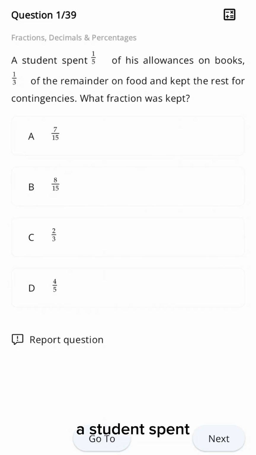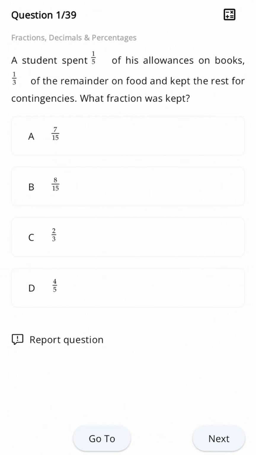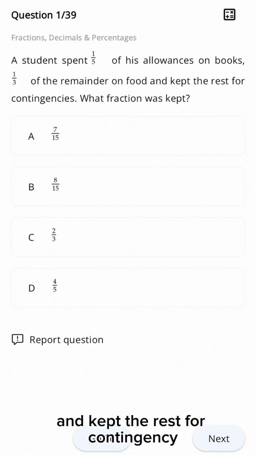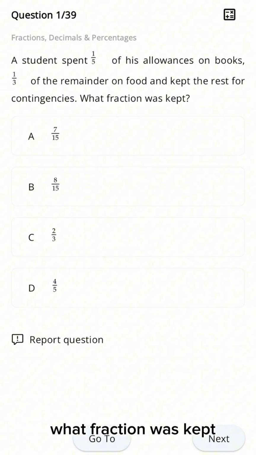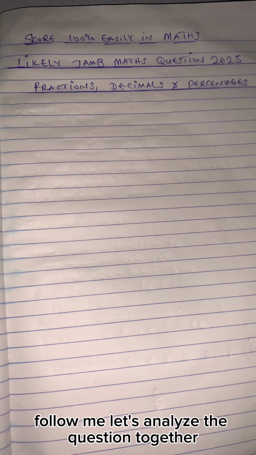A student spent 1 over 5 of his allowances on books, 1 over 3 of the remainder on food, and kept the rest for contingency. What fraction was kept? A 7 over 15, B 8 over 15, C 2 over 3, and D 4 over 5. Follow me, let's analyze the question together.